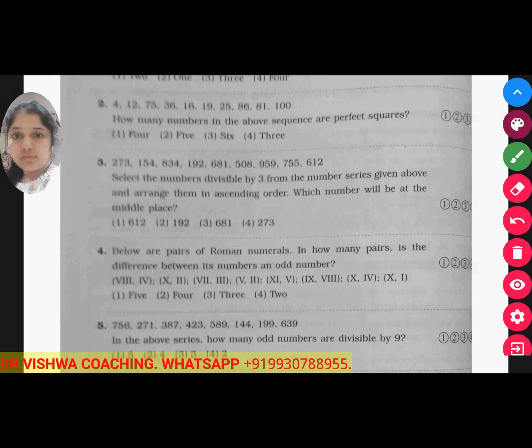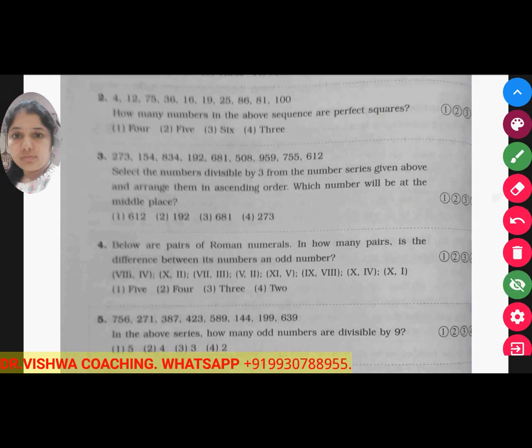Okay, so this is number 8 and this is number 4. So 8 minus 4, 4 is the even number, so the difference is not an odd number here. Okay, now this is number 10 and this is number 2. Again the difference is not an odd number. This is number 7, this is number 3.